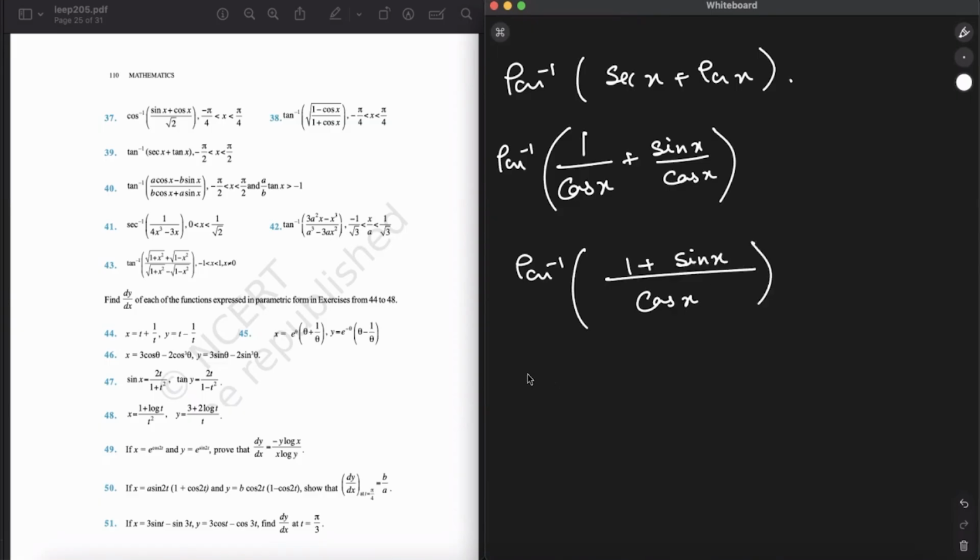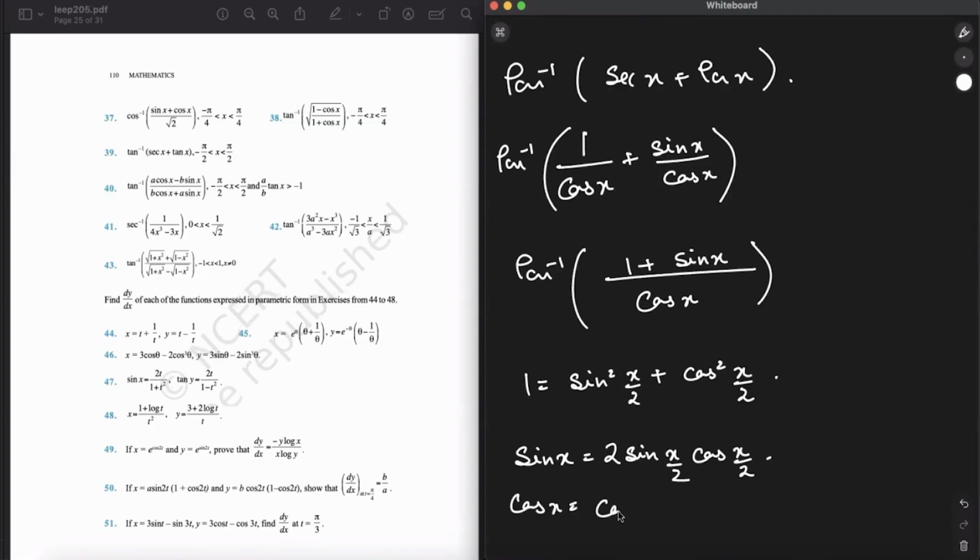Now we had seen we can write 1 as sine square x by 2 plus cos square x by 2. How can we write sine x? Sine x we can write as 2 sine x by 2 cos x by 2. And furthermore, with the cos x part, cos x I can write as cos square x by 2 minus sine square x by 2.